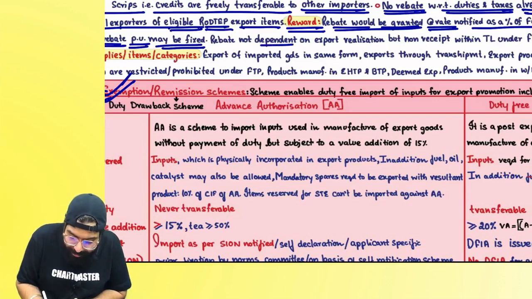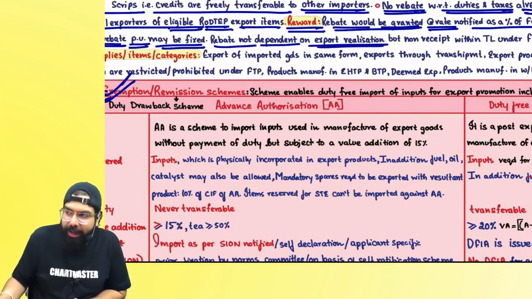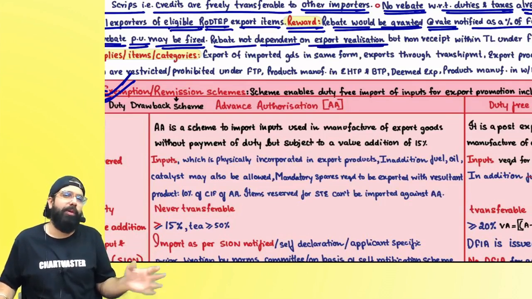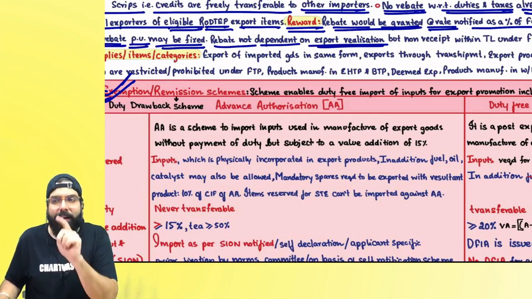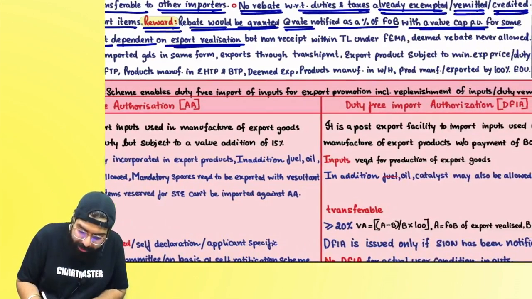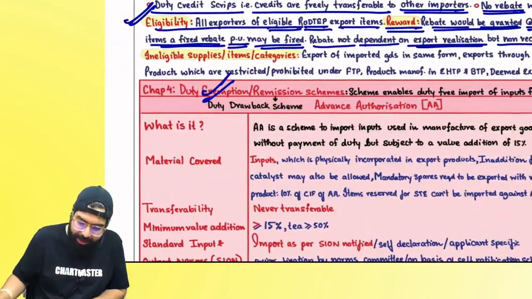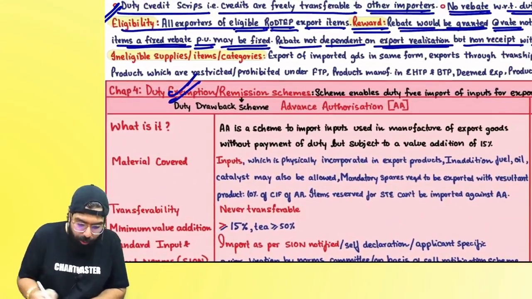Then, sir, rebate is not dependent on export realization. Means, sir, export means taking from India outside India. You will go ahead and take the RoDTEP benefit. They are telling, but non-receipt of foreign exchange within time limit as per FEMA, it will be deemed that rebate was never allowed to you.